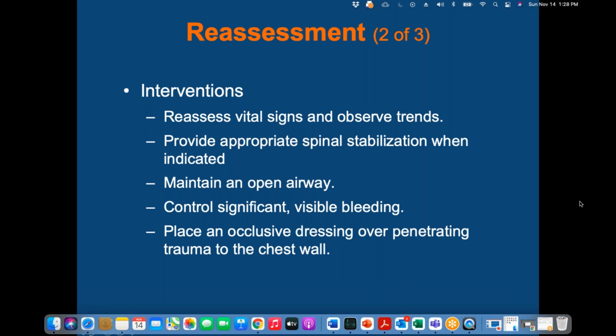We're going to reassess vital signs and observe trends. Provide appropriate spinal stabilization when indicated. Open airway, maintain an open airway. Again, they may vomit. They could start getting secretions in the airway as well, so suction them out. Control any significant visible bleeding, and place an occlusive dressing over penetrating wall trauma to the chest wall.